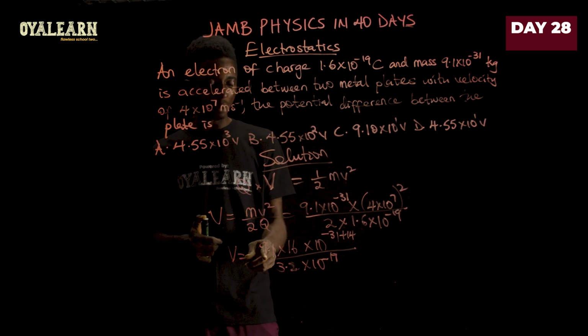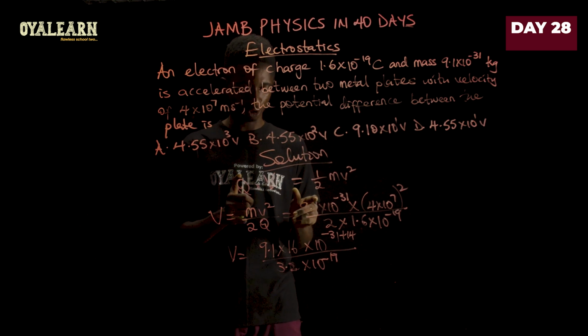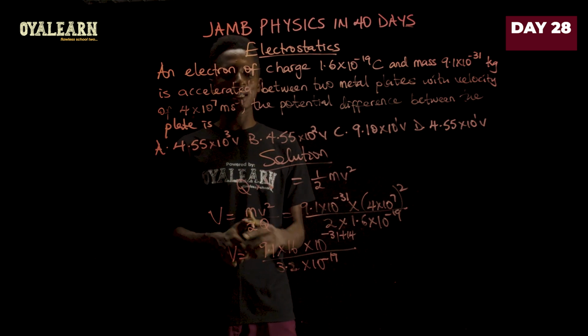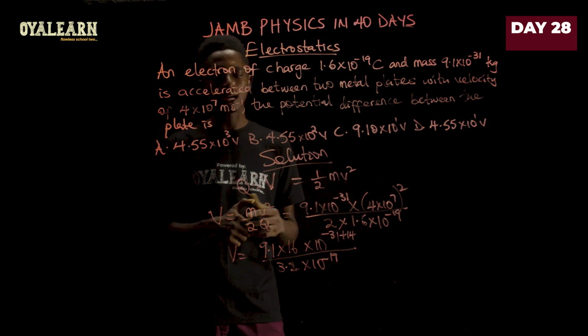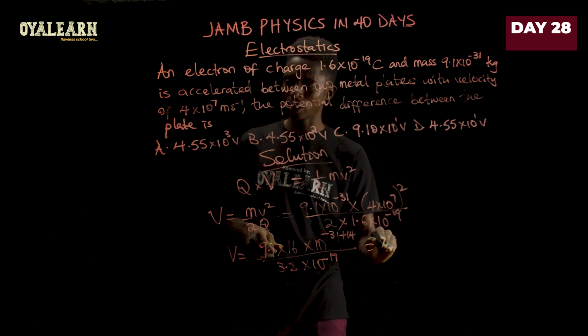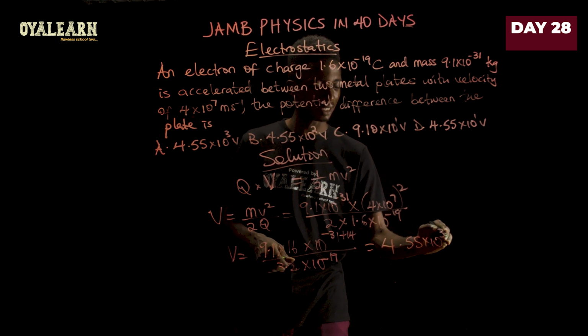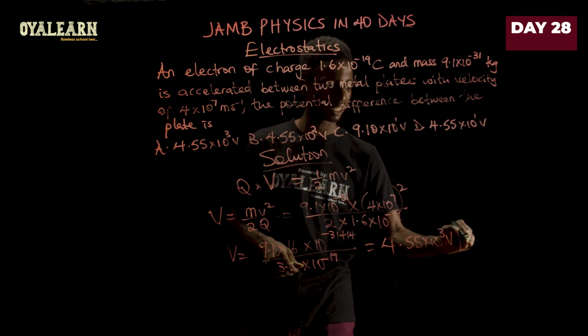Now we have to do 9.1 times 16 and divide that by 3.2. Now you can just easily compute this using your calculator, but in the end, it should give you the answer, which is 4.55 times 10 raised to power 3 volts, which is in option A.